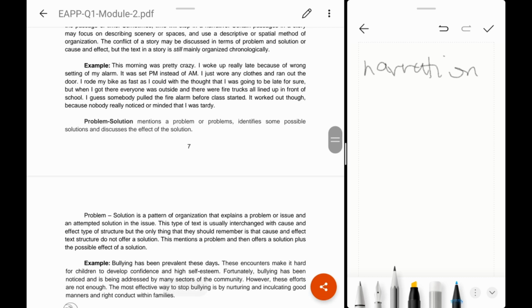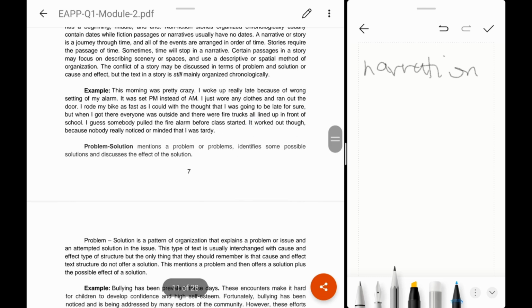Let's look at the example here. This morning was pretty crazy. I woke up really late because of wrong setting of my alarm. It was set PM instead of AM. I just wore any clothes and ran out the door. I rode my bike as fast as I could, with the thought that I was going to be late for sure. But when I got there, everyone was outside, and there were fire trucks all lined up in front of the school. I guess somebody pulled the fire alarm before class started. It worked out though, because nobody really noticed or minded that I was tardy.